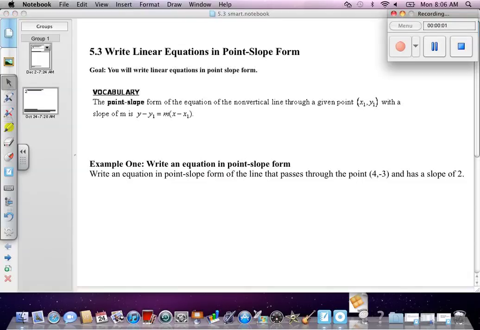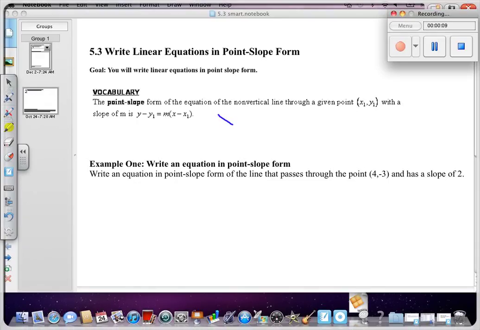Right, we're looking at 5.3, writing linear equations in point-slope form. Now, point-slope form is different than y-intercept form because you simply have y minus y1 equals m times x minus x1. x1 and y1 are simply a point, okay? m is still your slope. So this is great if you have a point and a slope but don't know the y-intercept, because you're done, because you just plug it into this equation.